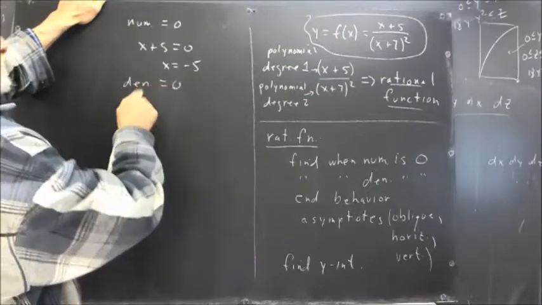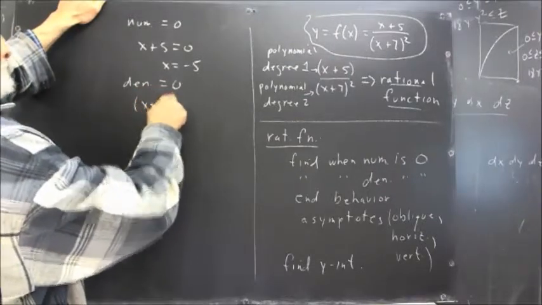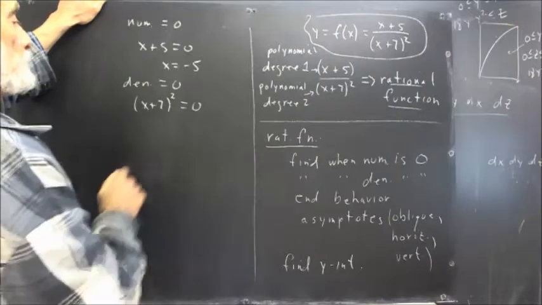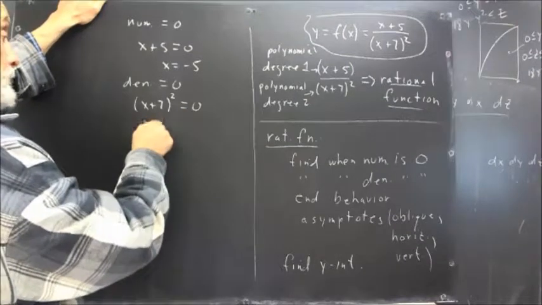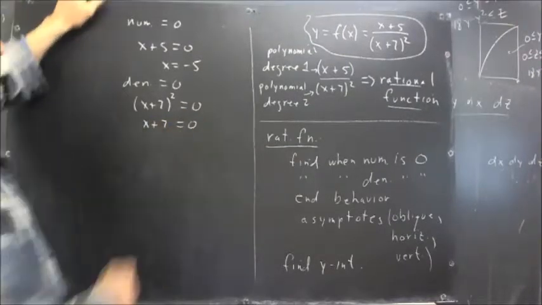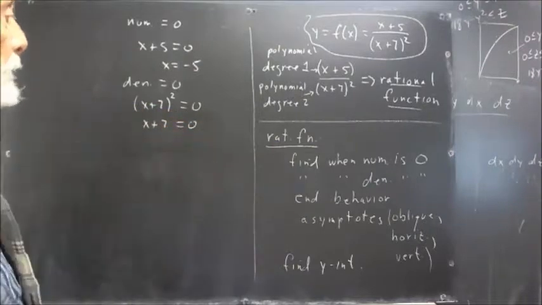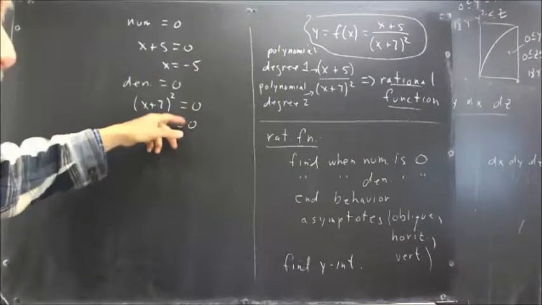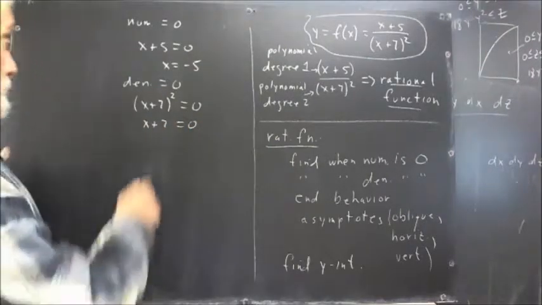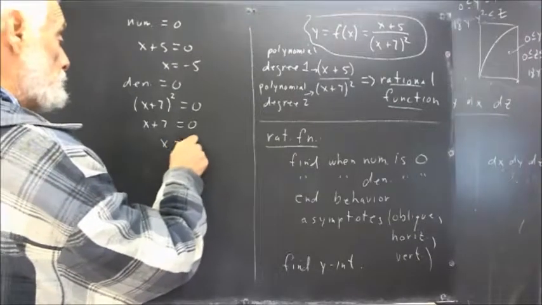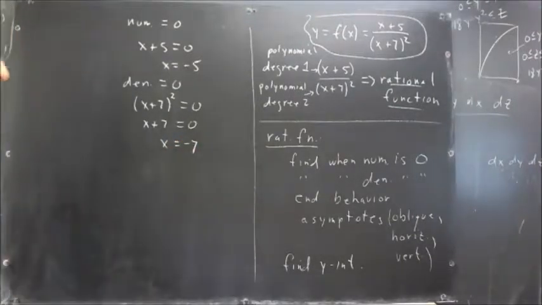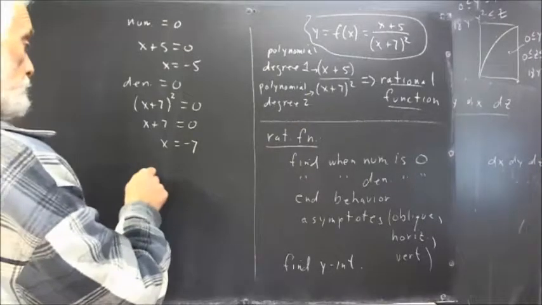Denominator equals 0. (x plus 7) squared equals 0 occurs when x plus 7 equals 0. I just take the square root of both sides; it would be plus or minus, but plus or minus 0 is 0. And so that occurs when x equals negative 7. So we have the beginnings of what we need to construct the graph, so we might as well go ahead and start that.